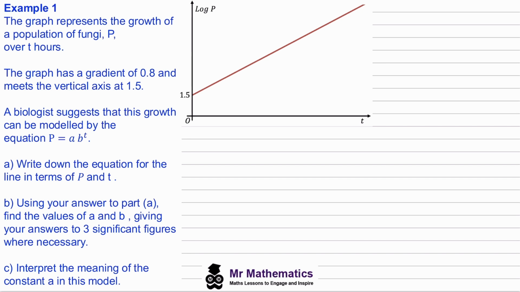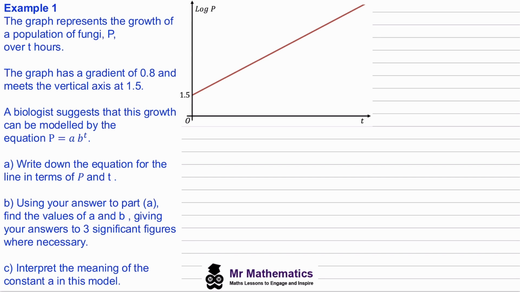Okay, so in example 1, we're told that the graph represents the growth of population of fungi over t hours. We've got a gradient of 0.8 and an intercept of 1.5. And biologists suggest that this growth can be modeled with this exponential model p equals ab to the t, where a and b are both constants. For part A, we've been asked to write down the equation of a line in terms of p and t.